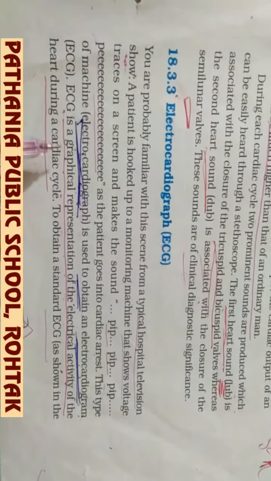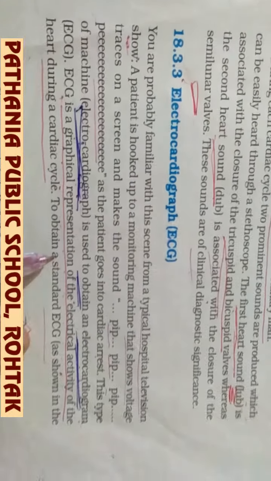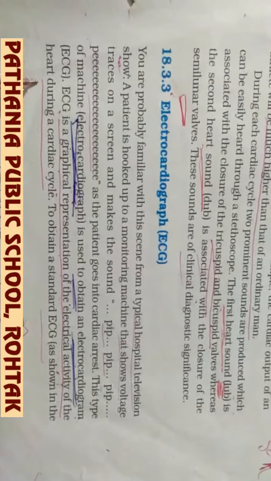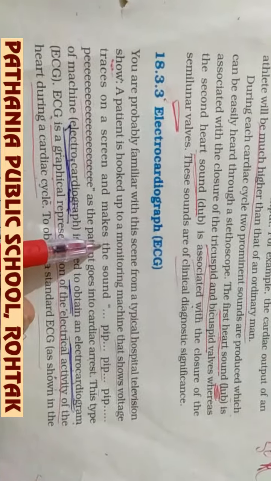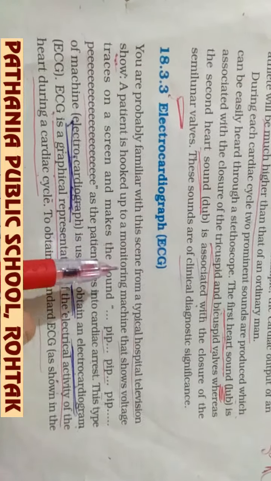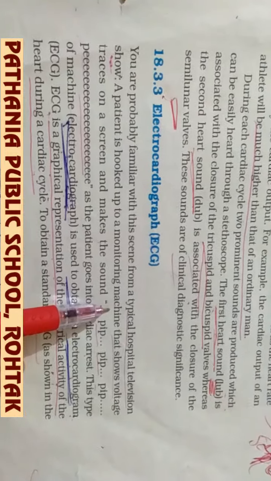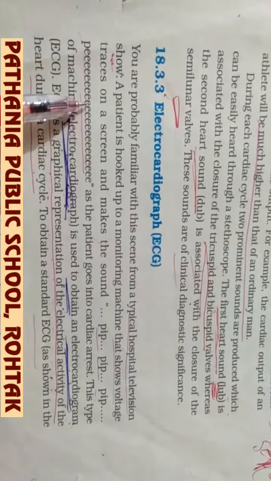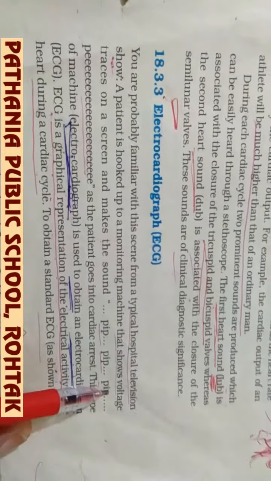Definition of it is written here that ECG is actually a graphical representation of electrical activity of the heart during the cardiac cycle. Okay, here they have shown one of the examples that you may have observed: a patient hooked up to a monitoring machine, and that machine showing the voltage traces on the screen and making the sound pip pip pip.